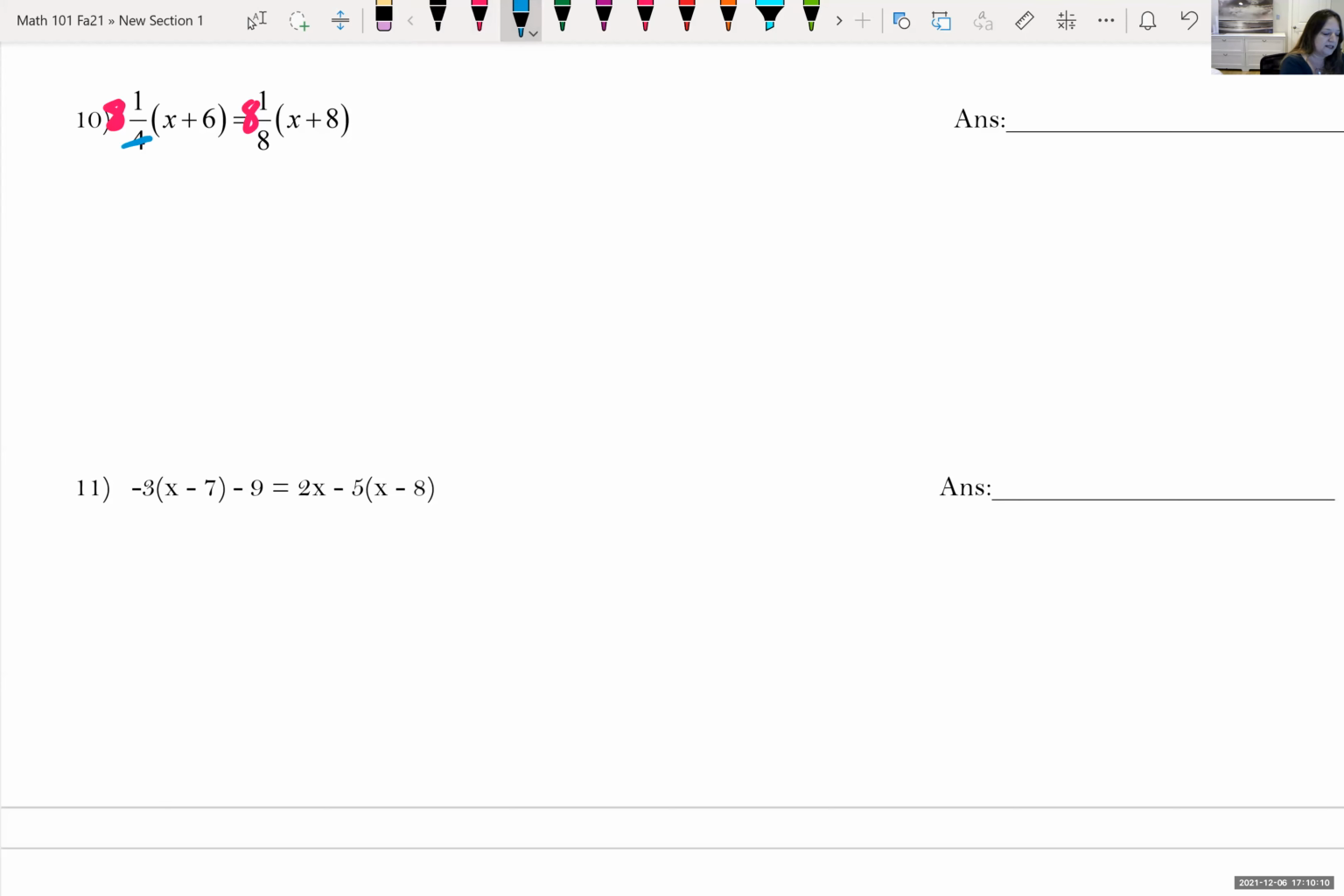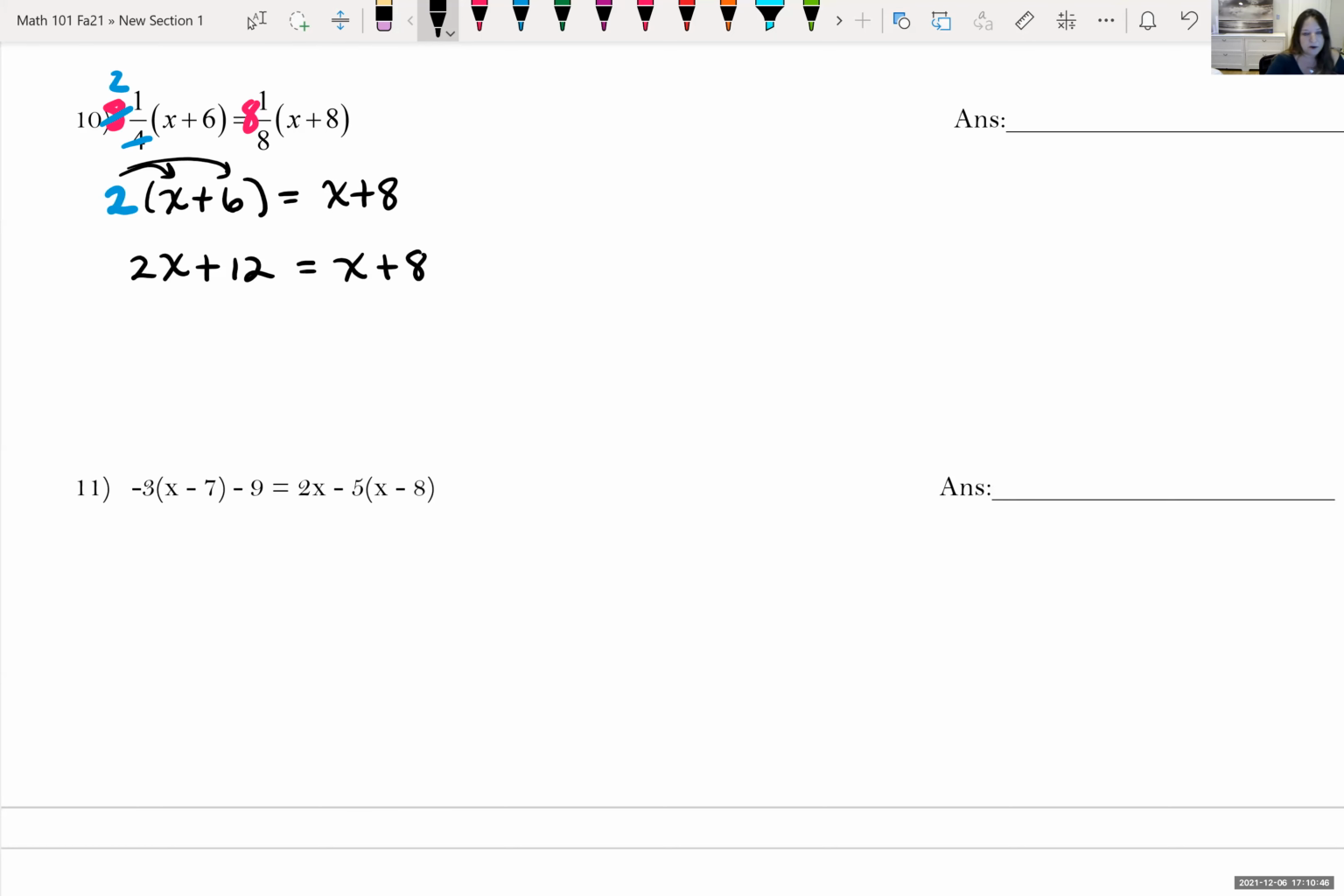So notice 4 goes into 8 twice. So on this left-hand side of the equation, we have 2 all times the quantity x plus 6 is equal to, well, 8 times 1/8, that's just 1. I can put my 1 here if I want, but I don't need it. All times x plus 8. So I can just write it down, x plus 8. So let's distribute our 2 on the left-hand side. So we get 2x plus 12 is equal to x plus 8.